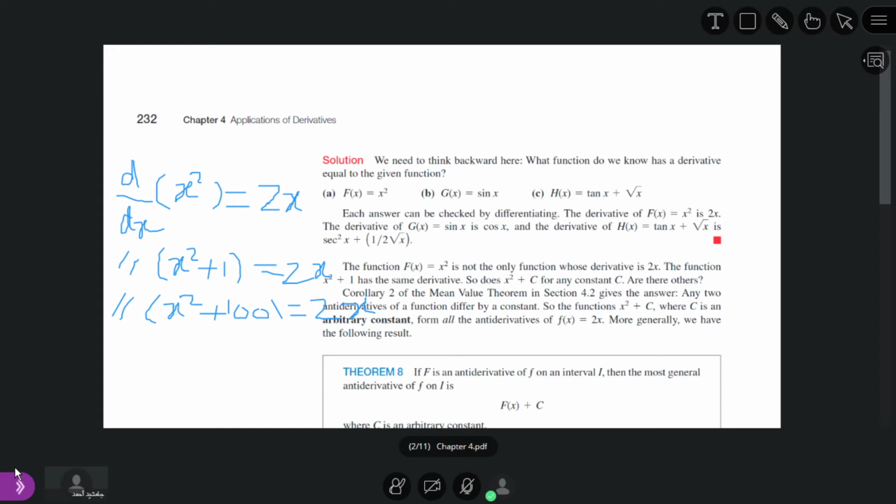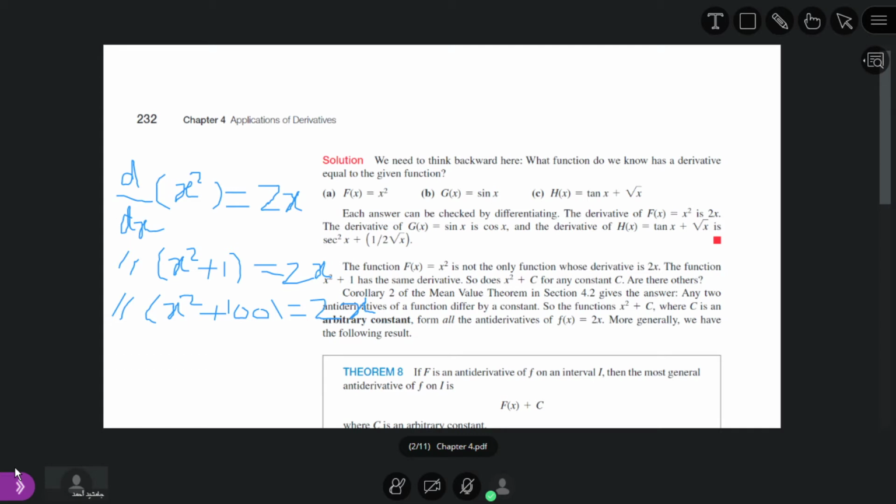So a student can ask, teacher, what is the antiderivative of 2x? Is this x square? Is this x square plus 1? Is this x square plus 100? Because according to the rule of antiderivative, what is this? So we have confusion. You understand my point?